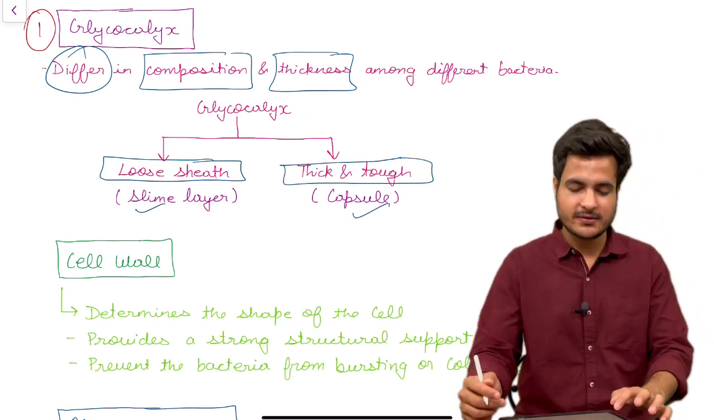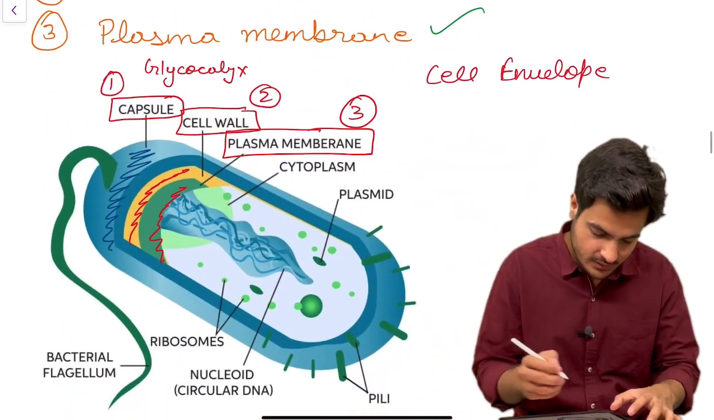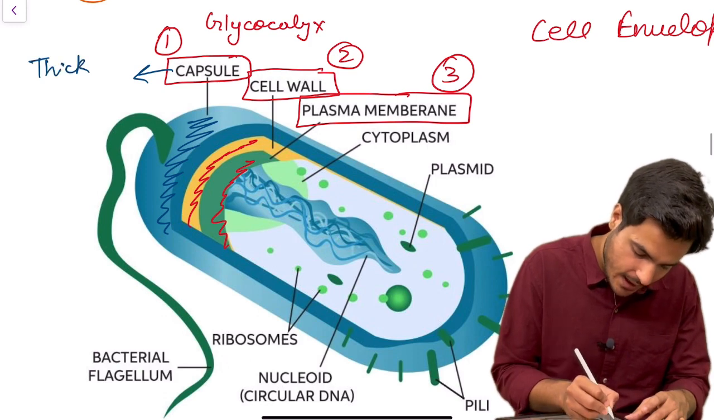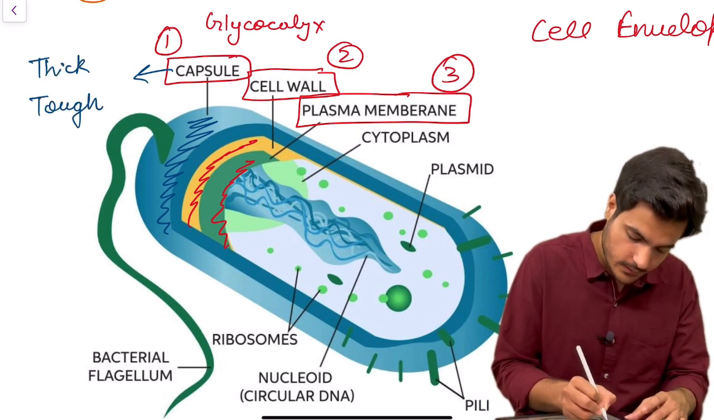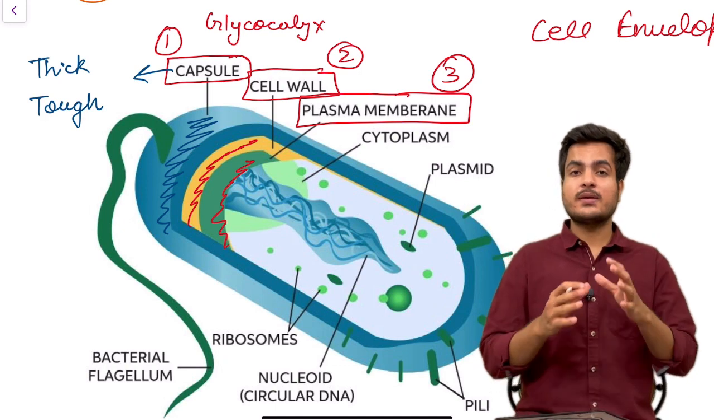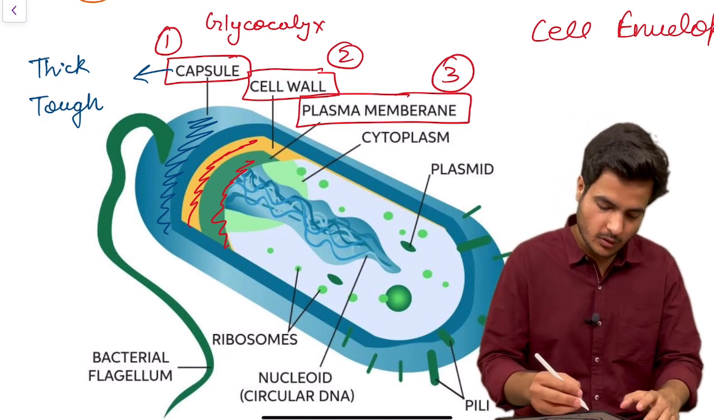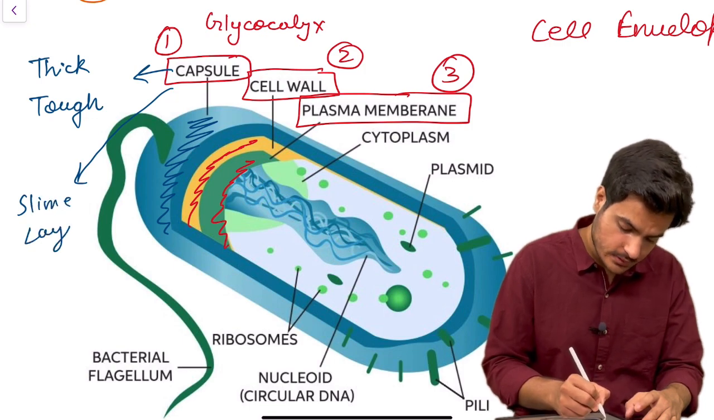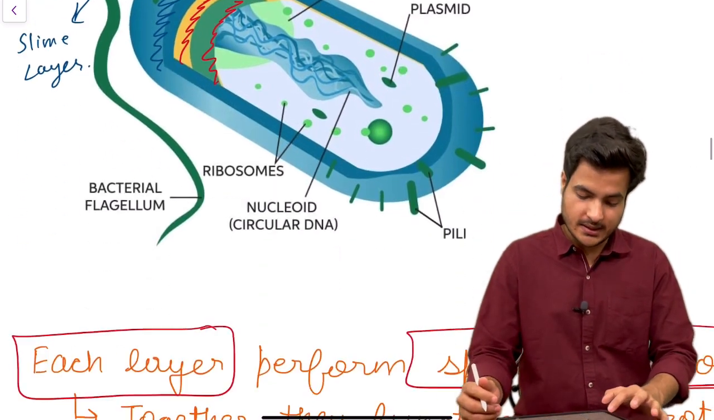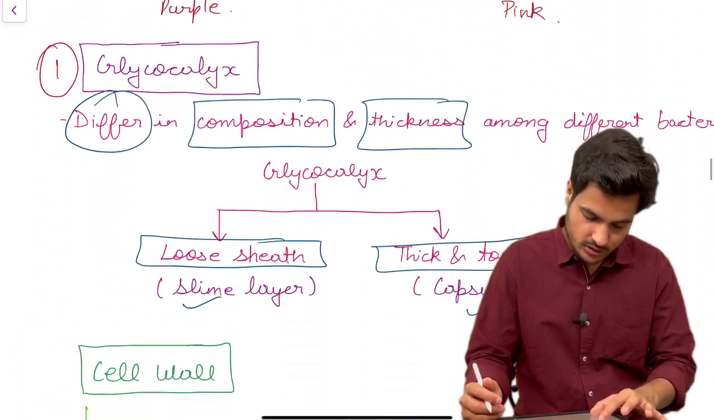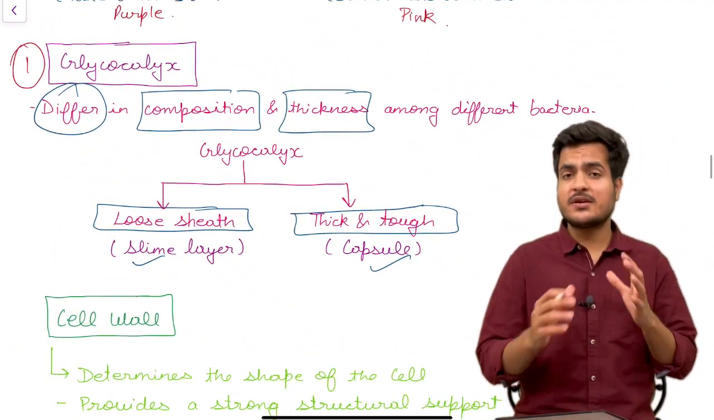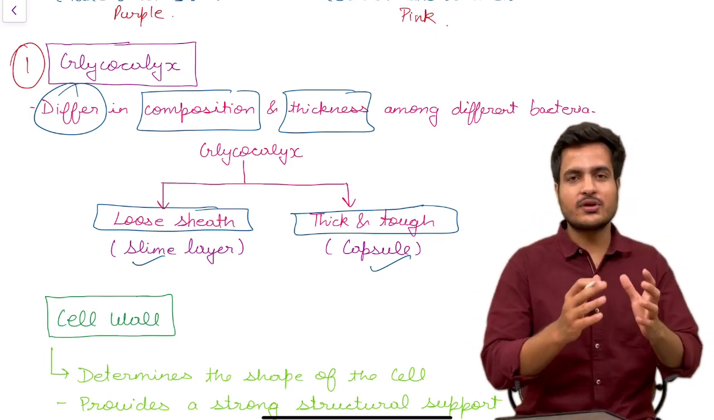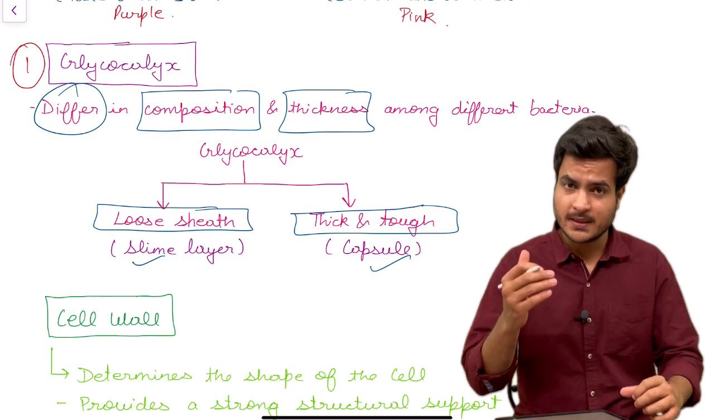In the diagram which we have discussed right now, we have a capsule. This means this layer is thick and tough. And if this layer would have been a loose sheet, this would have been called slime layer. So these are the three layers, and we are discussing the outermost layer, glycocalyx, which differs in composition and thickness among different bacteria. If it is loose, then it is slime layer. If it is tough and thick, it is the capsule.